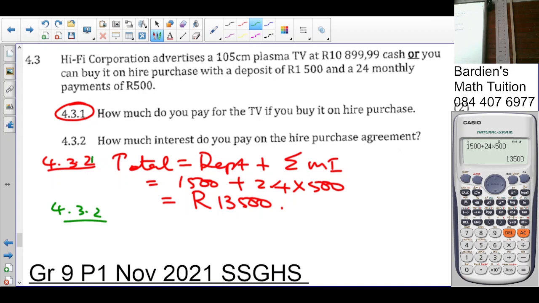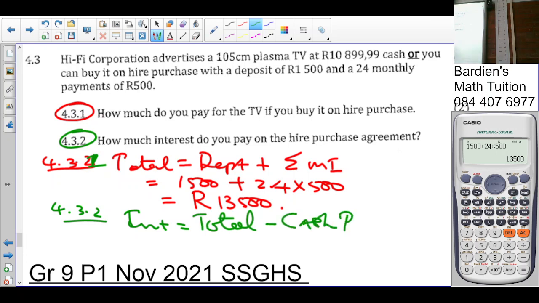In 4.3.2, this is one actually, they want to know how much interest do you pay on the hire purchase agreement. So the interest is going to be the total minus your cash price. Okay. So the total is 13,500 rand minus 10,899 rand and 99 cents.